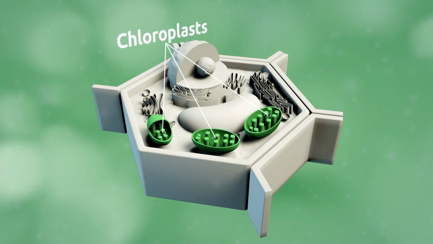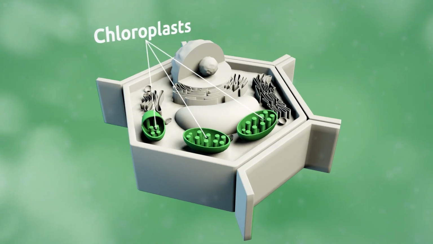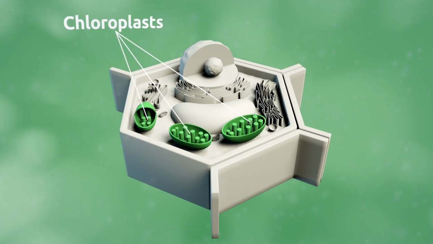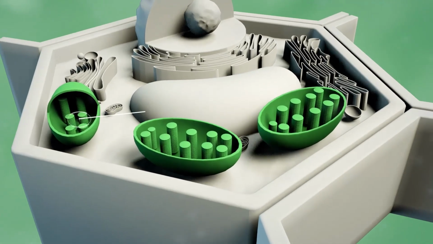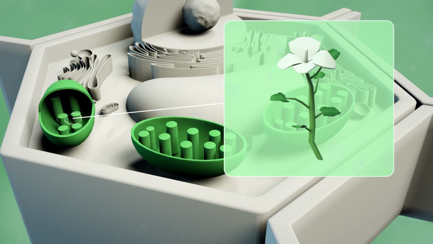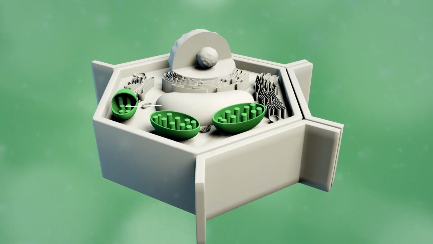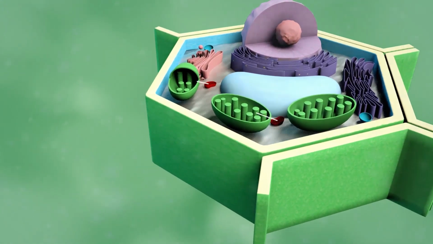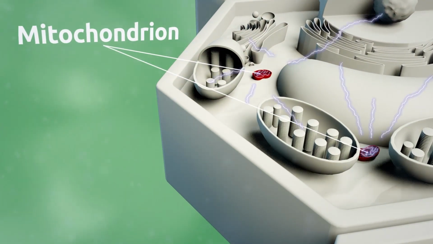Chloroplasts are the organelles which produce and store chemical components essential to the cell. For example, chlorophyll, which gives plants their green color, is stored in the chloroplasts. Chlorophyll also plays an important role in photosynthesis. A mitochondrion is the organelle in charge of producing the energy in the cell.